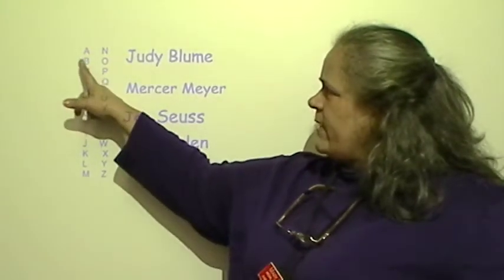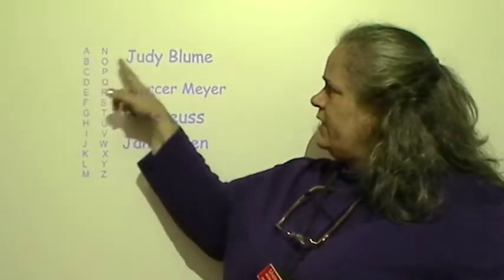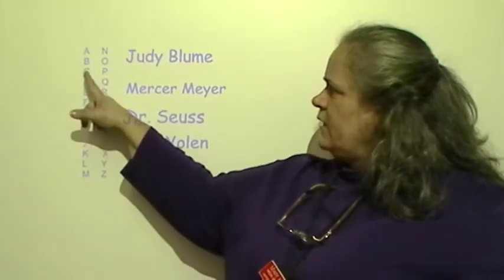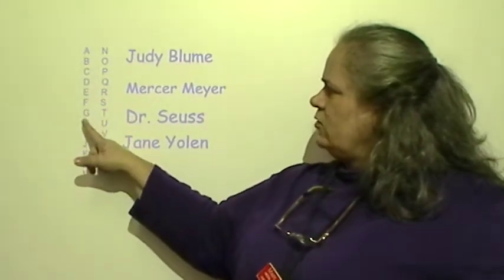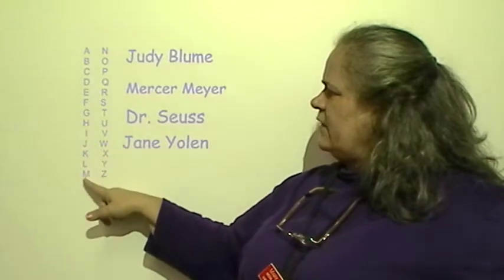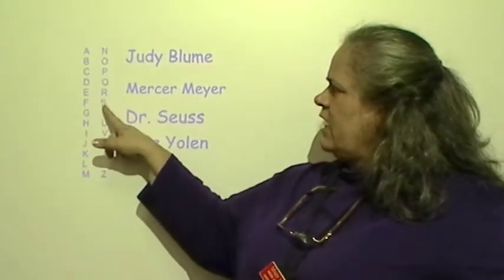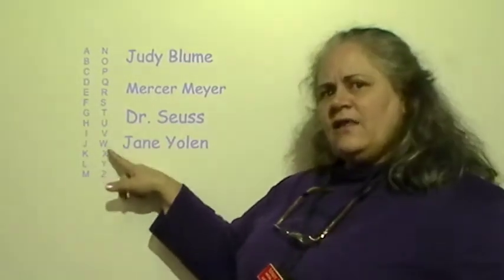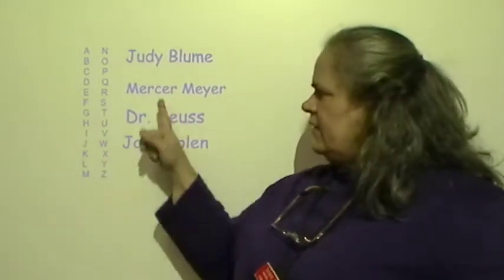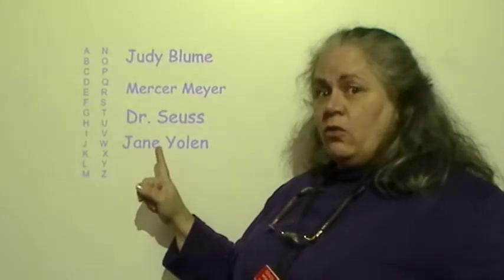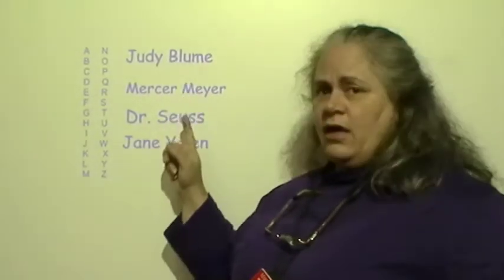If we look at our alphabet over here, we have A, B for Blume, then we go all the way down to the M, which is down at the bottom right here, Mercer Mayer. Then we start on our next column, and here we have our S, and then our Y. So these four names are in alphabetical order by the last name of the person.